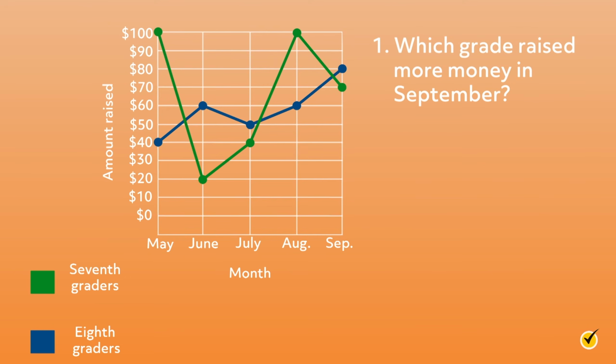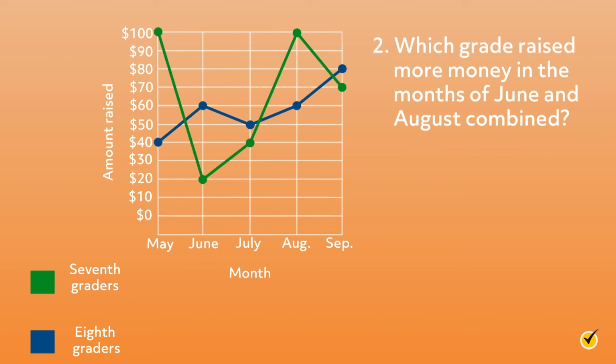Which grade raised more money in September? 8th grade students raised more money than 7th grade students in September. Remember that blue data points represent 8th grade students and green data points represent 7th grade students. Looking at the markers for September, we see that the blue marker is higher than the green marker, so 8th grade students raised more money in September.